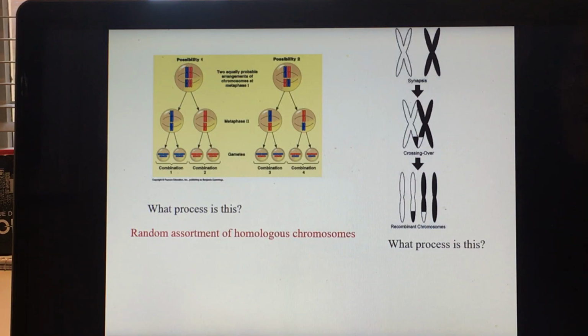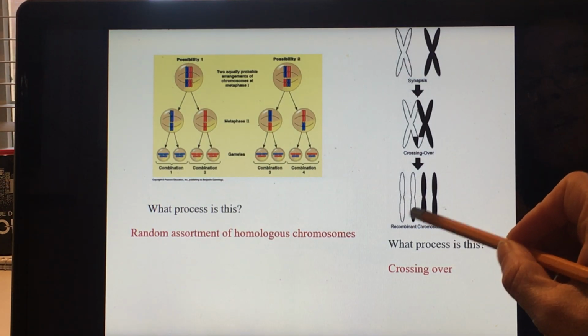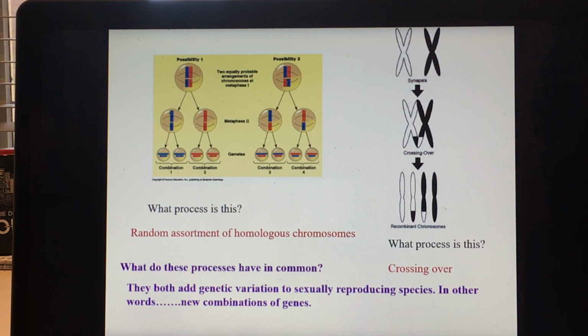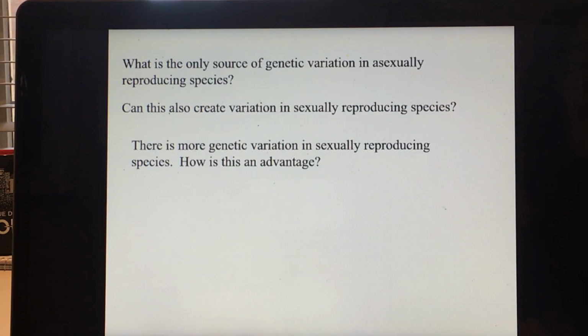The process on the right, what process is that? That's crossing over. It's sometimes also referred to as genetic recombination because you get new combinations of traits on chromosomes. What do these processes have in common? They both add genetic variation to sexually reproducing species. In other words, new combinations of genes. One could consider random assortment of homologous chromosomes to be genetic recombination, but generally when you see genetic recombination used, the term is usually referring to crossing over.